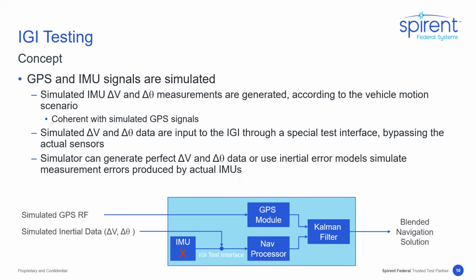As was the case with our IMU testing example, for IGI testing, GPS and IMU signals are simulated. Simulated delta V and delta theta measurements are generated according to the vehicle motion, coherent with the simulated GNSS signals. Simulated delta V and delta theta are input to the IGI through a special test interface, bypassing the actual sensors. The simulator can generate perfect delta theta and delta V, or use inertial error models to simulate the measurement errors produced by actual IMUs.